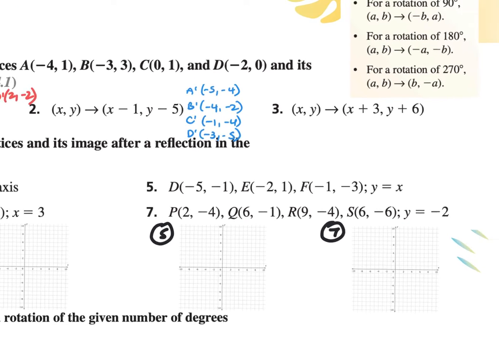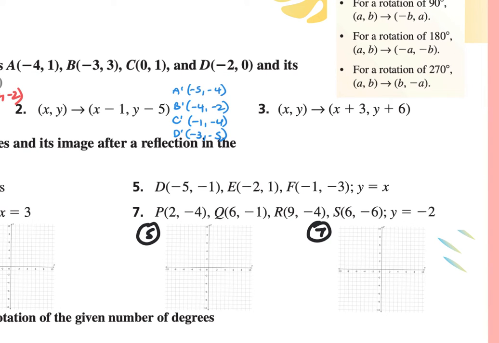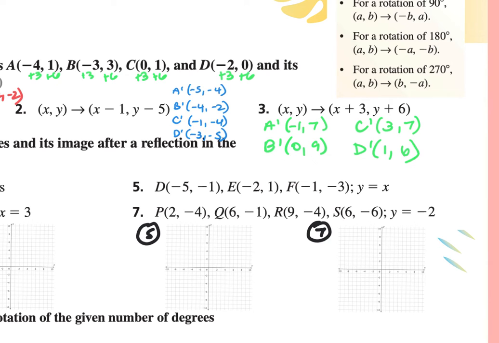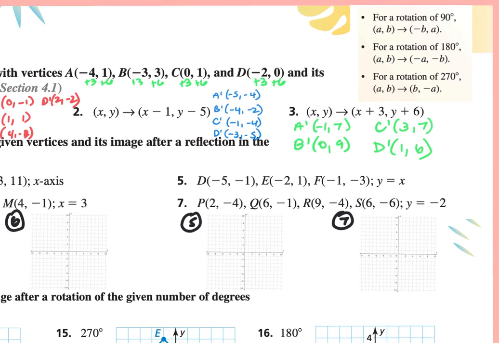And then the last one, it's your x and y. Your x is getting added 3 and your y 6. So +3, +6, +3, +6, +3, +6, +3, +6. And A prime is -1, 7. B prime, 0, 9. C prime, 3, 7. And D prime, 1, 6. So again, you'd want to be able to do that with and without the graph.